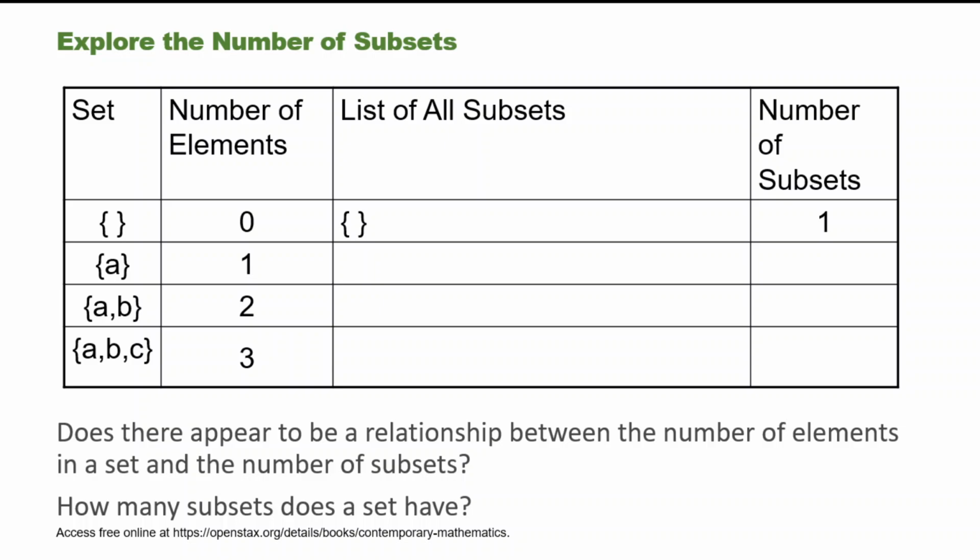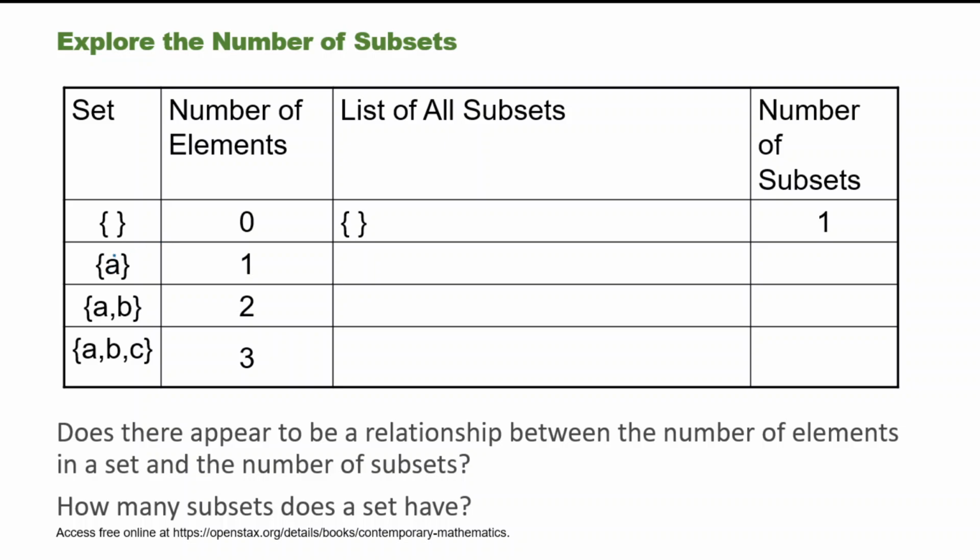Explore the number of subsets. So here we have a table. The first row reads set, number of elements, list of all subsets, and the number of subsets, and that's in 4 columns. So the first row of this is the empty set, which we then say has 0 elements. All of its subsets actually is just the empty set. Empty set's always a subset. All right, and then that means there's only one subset.